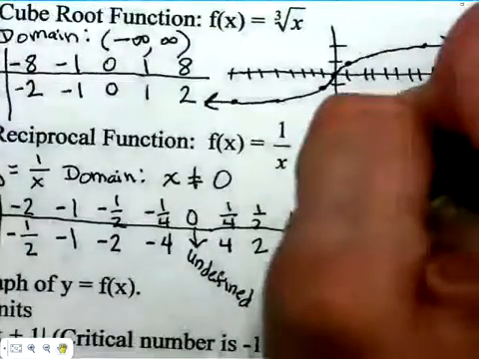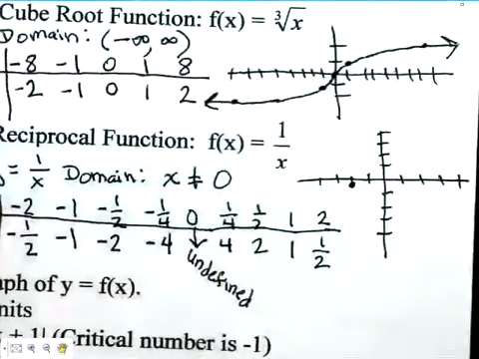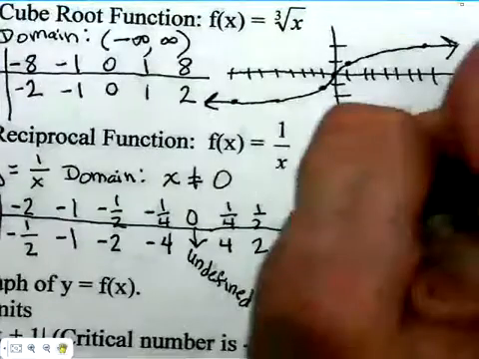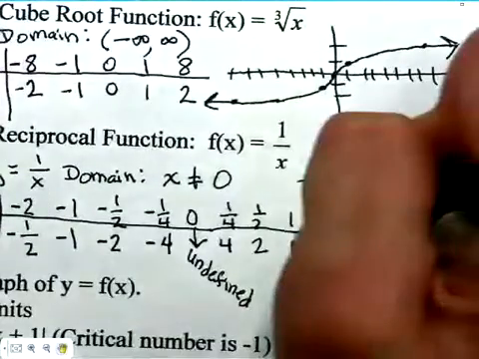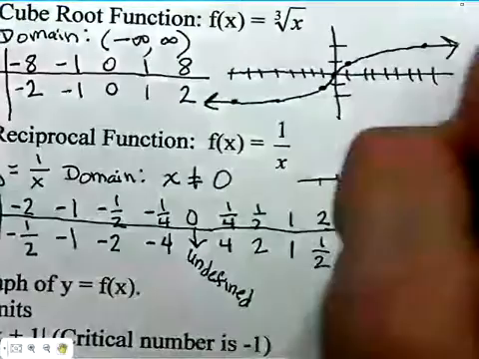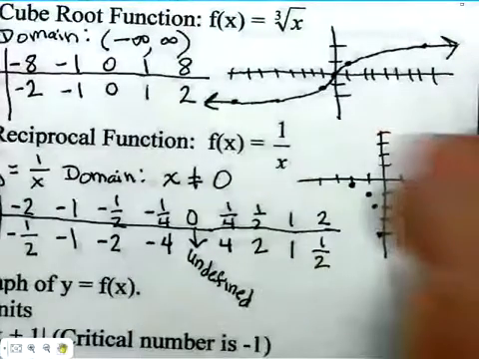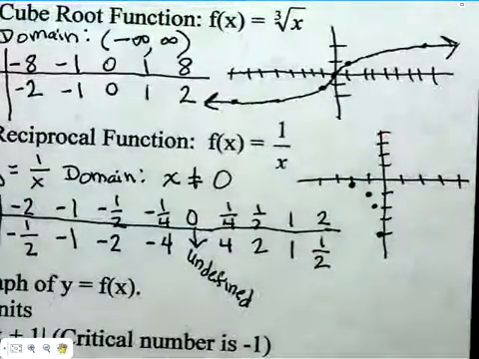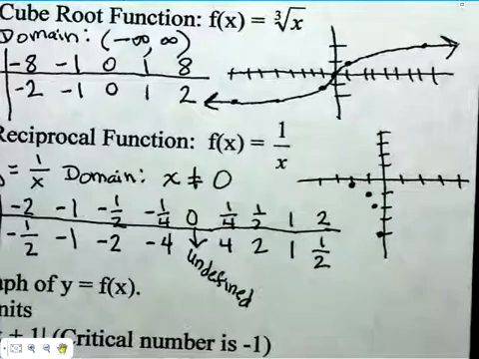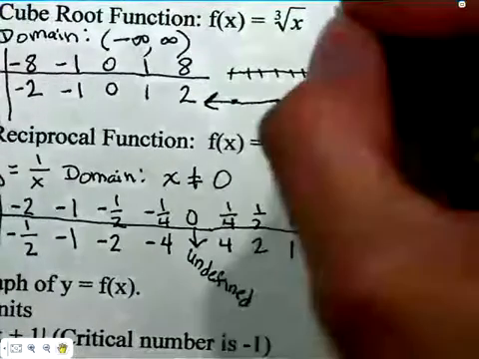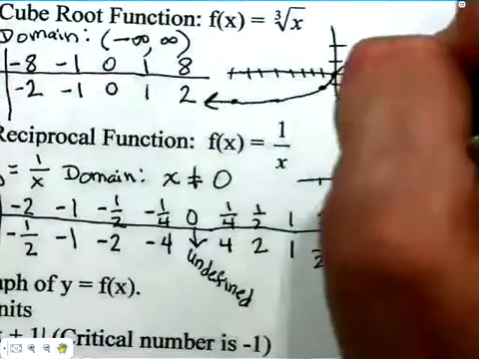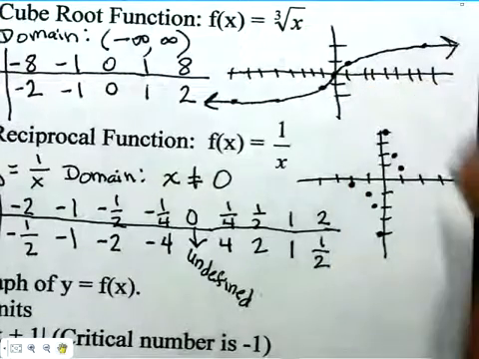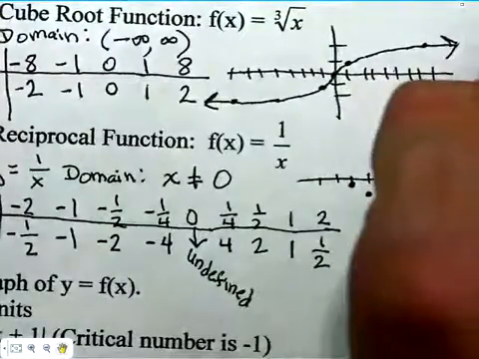-2, -1/2 is darn close to the x-axis. -1, -1. -1/2, -2. -1/4, -4. Now it's getting so close to the y-axis, it's hard to even plot the point without being on the y-axis. When x is 1/4, y is 4; 1/2, y is 2. When x is 1, y is 1. When x is 2, y is 1/2.